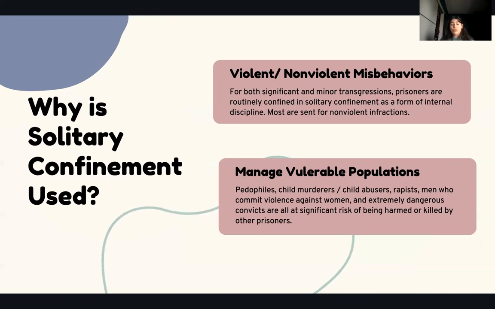Another reason why solitary confinement is used is to manage vulnerable populations. What does that mean? In prison, managing vulnerable populations includes pedophiles, child murderers, child abusers, or those who are commonly disliked in prison. In order to keep them safe from the general population, they are placed in solitary confinement. Similarly, those who pose a great risk to the safety of those in general population will be placed in solitary confinement in order to keep others safe. So, managing vulnerable populations means keeping either an individual safe from the general population or keeping the general population safe from that individual.